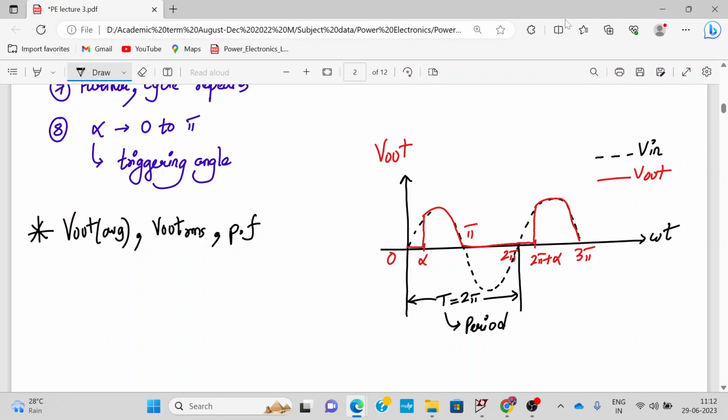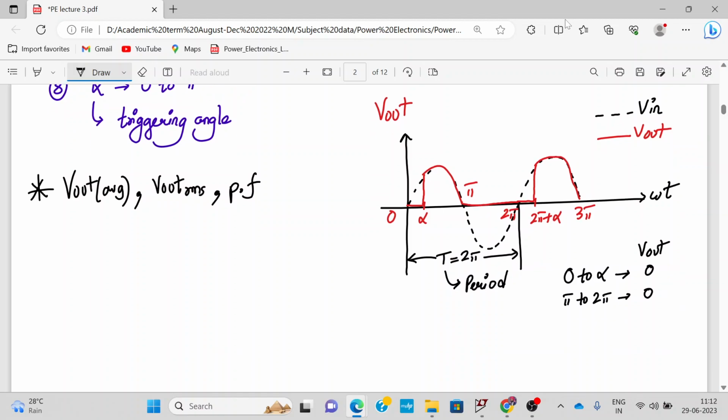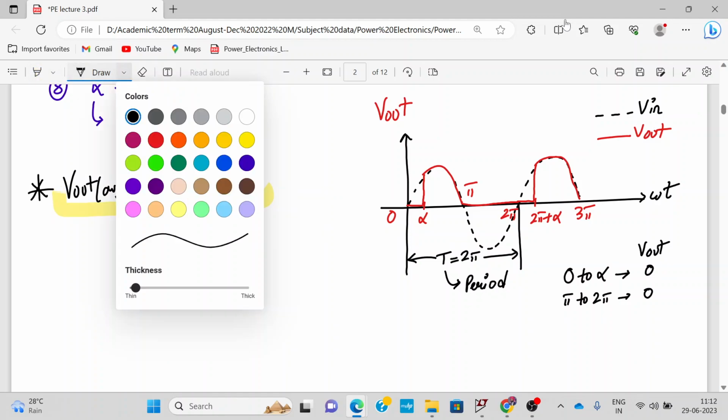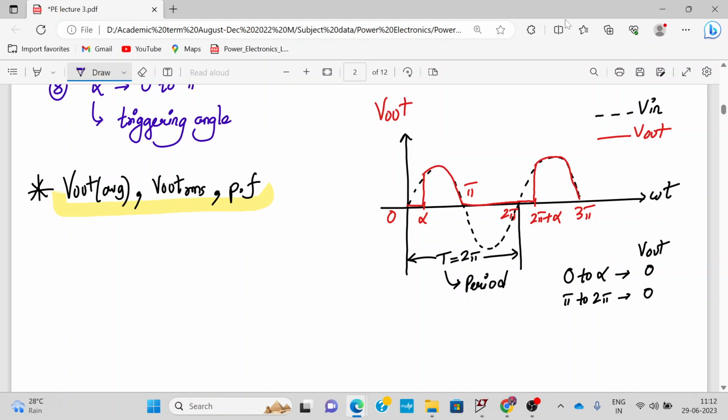One more thing to notice from these waveforms is that from omega t going from 0 to alpha, the output state is 0. And from pi to 2 pi also my output is 0. That is a noticeable thing which will be useful in getting the equations for these three, that is average value, RMS value, and the power factor. So let's begin our discussion with finding the average value of the waveform. Let's solve for V out average.